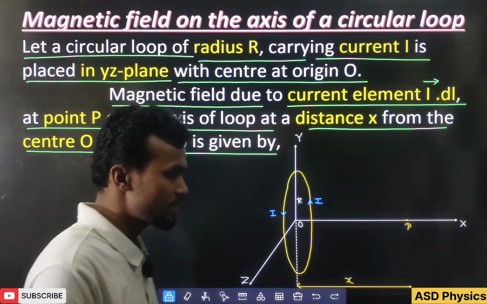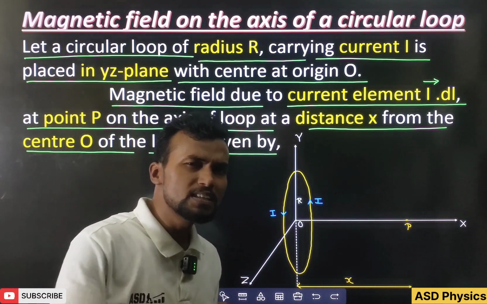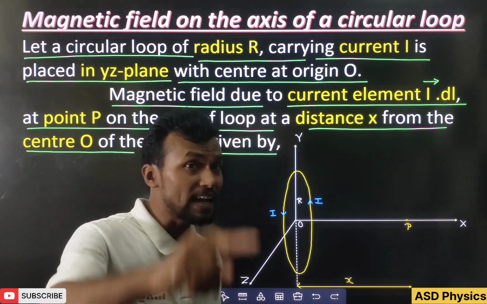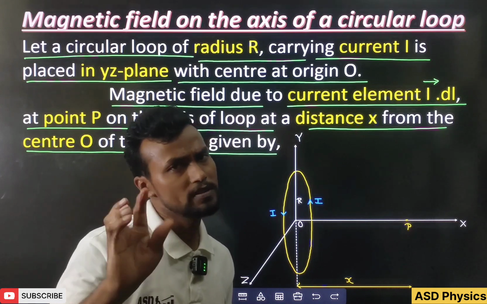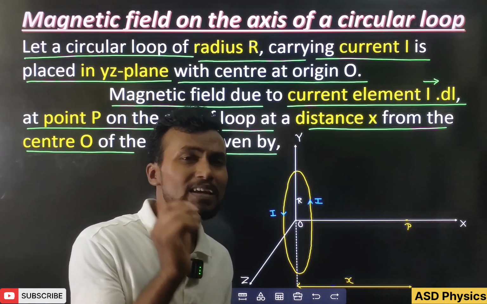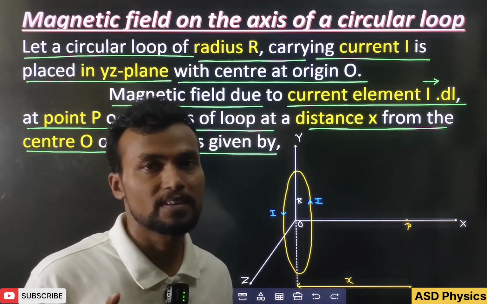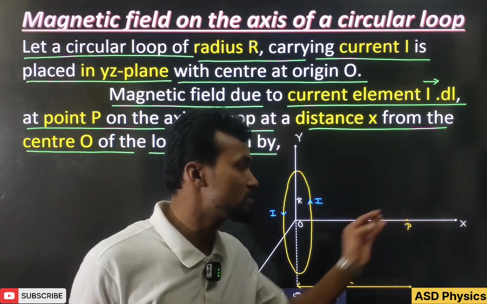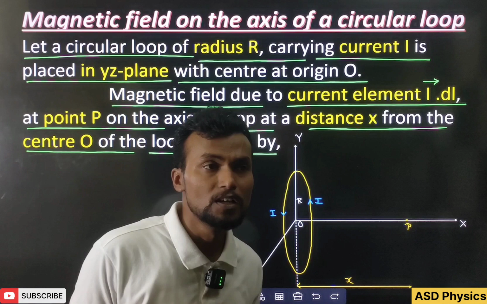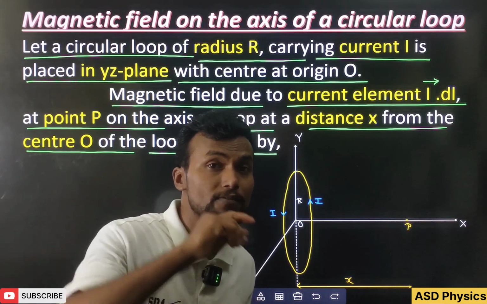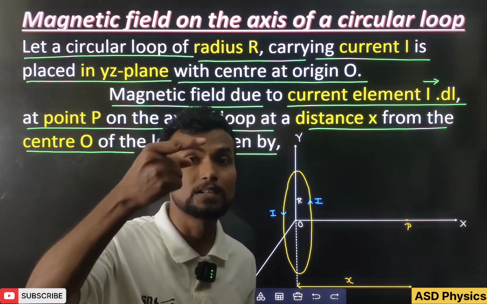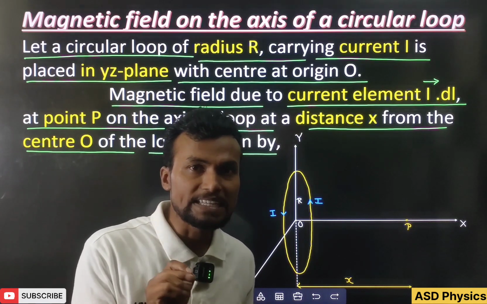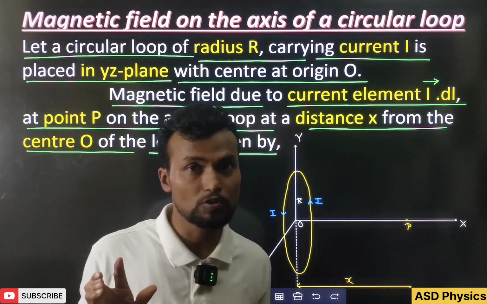So here what is happening is that in this circular loop so many small current elements are there. Because if you draw a tangent at any point of the loop, you will get the current element. That means we can say infinite number of current elements are there. So because of these infinite current elements, we have to calculate the magnetic field at point P. When we have to add the magnetic field due to all the infinite current elements, what do we have to do? We have to do the integration. And to do the integration we have to make one formula, then only we will integrate.